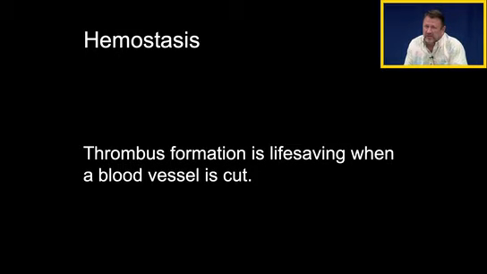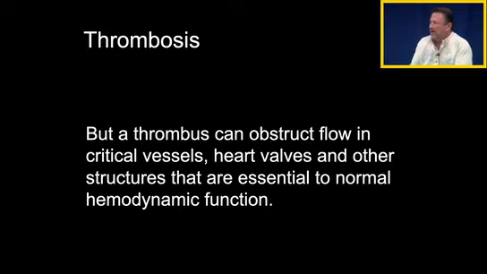Obviously, if a large vessel is cut, having a blood clot will save our lives. And so, of course, we want our blood clotting system to function properly. However, sometimes it doesn't quite function properly, and we can create blood clots that obstruct blood flow in critical vessels. And when blood clots obstruct flow, we call those embolisms. And so not only can they obstruct blood flow in critical vessels, you can obstruct heart valves and other structures that are essential to normal hemodynamic function.